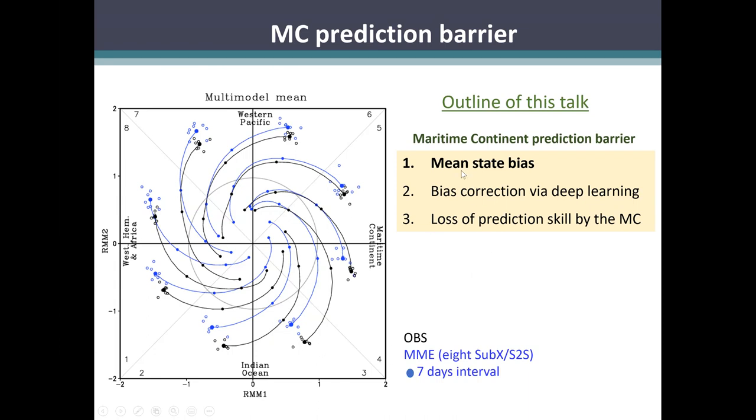So the talk today is about this maritime continent prediction barrier. First, I will briefly introduce the impact of the mean state and the mean state bias. Second is to use some deep learning technique to make this MJO systematic bias correction. And the third is to estimate the loss of prediction skill by the maritime continent using the NCAR CSM2 aquaplanet simulation.